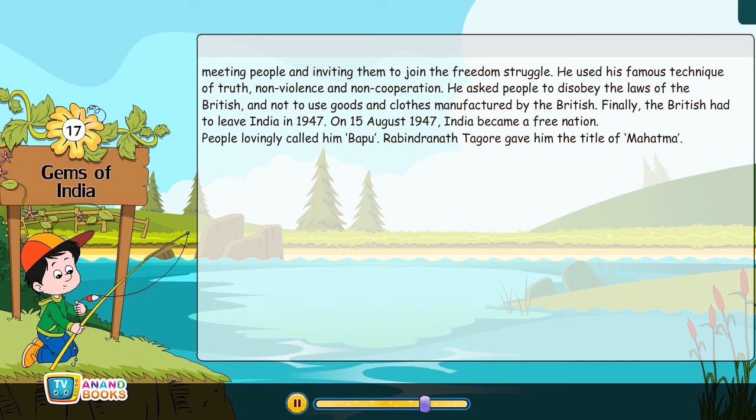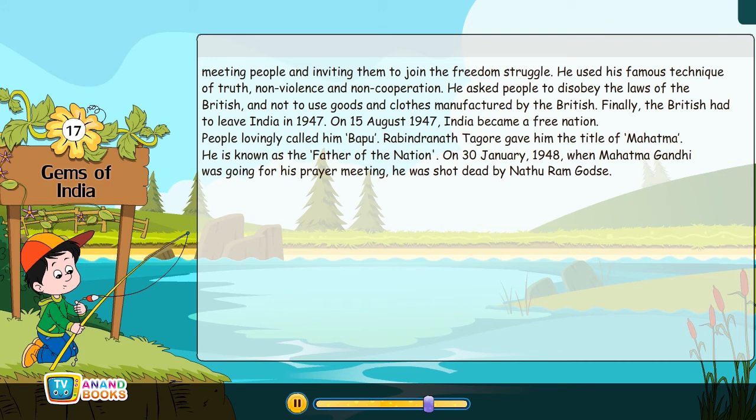People lovingly called him Bapu. Rabindranath Tagore gave him the title of Mahatma. He is known as the father of the nation. On 30th January 1948, when Mahatma Gandhi was going for his prayer meeting, he was shot dead by Nathuram Godse.